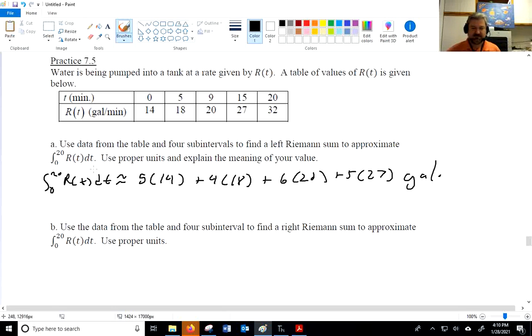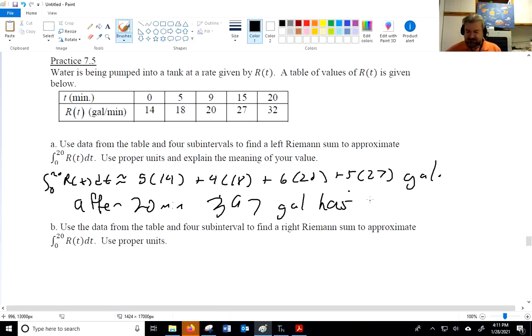So what does this mean? That means that after 20 minutes, and, well, just to make the sentence more readable, I will go ahead and evaluate that. 5 times 14 plus 4 times 18 plus 120 plus 5 times 27. But under no circumstances should you just say this is; write it out again. 300... after 20 minutes, 397 gallons has flowed, or been pumped into the tank.